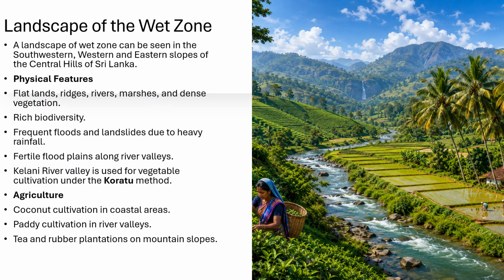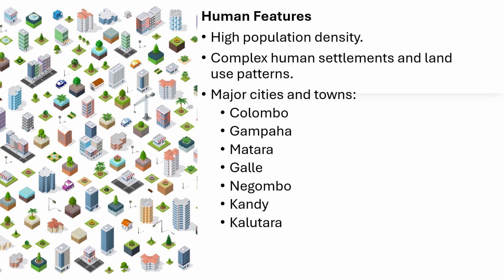Kalu River Valley is used for vegetable cultivation under the Korattu method, coconut cultivation in coastal areas, paddy cultivation in river valleys, and tea and rubber plantations on mountain slopes. Human features: high population density, complex human settlements and land use patterns. Major cities and towns: Colombo, Gampaha, Matara, Galle, Negombo, Kandy, and Kalutara.